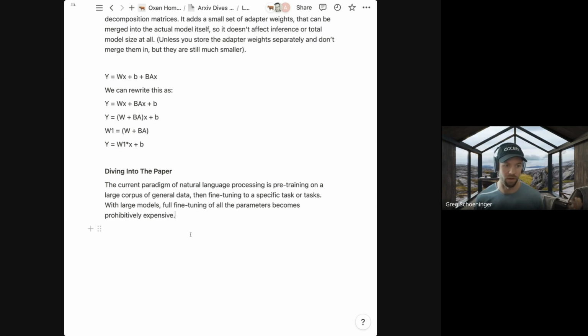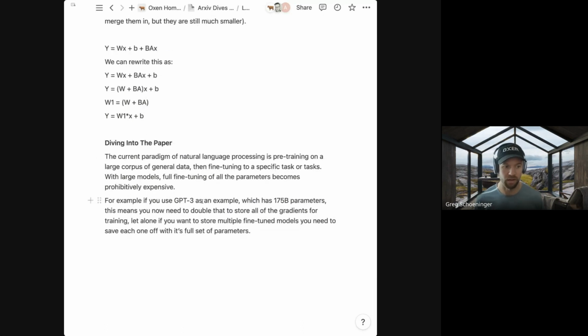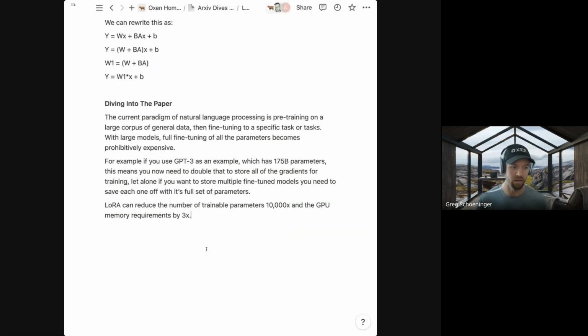So the current paradigm of training natural language processing models is pre-training on a large corpus of general data, then fine-tuning to specific task or tasks. Like we said, with large models, full fine-tuning of all the parameters becomes prohibitively expensive. I talked about GPT-3 as an example and how you have to store all of those gradients, and let alone if you want to store multiple fine-tuned models, you have to save off all of the parameters multiple times.